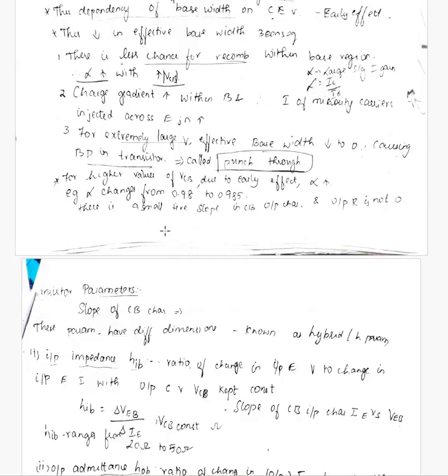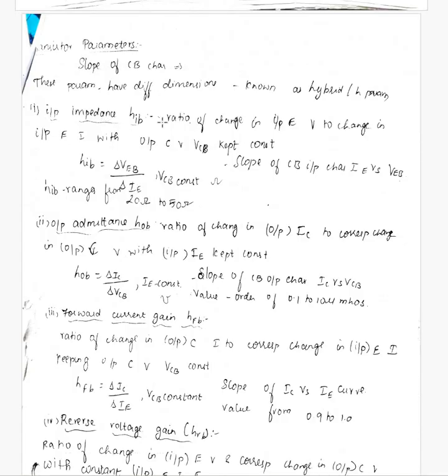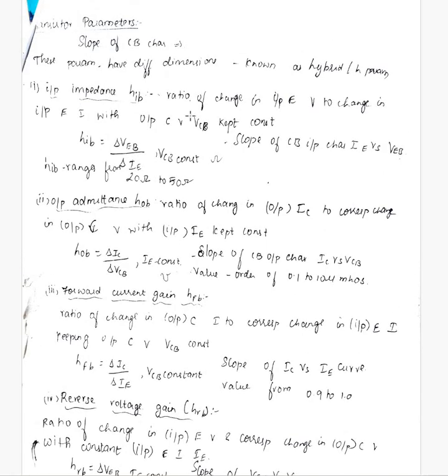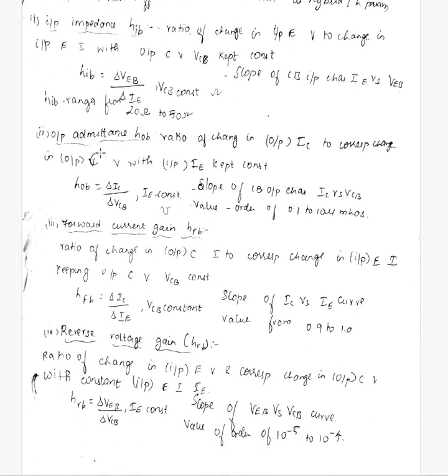And then the transistor parameters are, we have 4 parameters, H parameters. They are called hybrid parameters because they are of different units. Input impedance HIB, which is input voltage by input current, del VEB by del IE, keeping the output voltage VCB constant. It's the slope of the input characteristic curve.